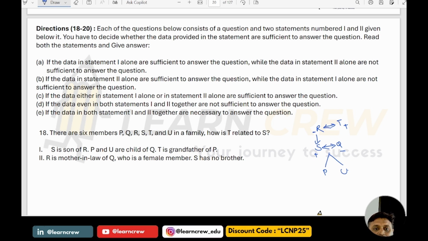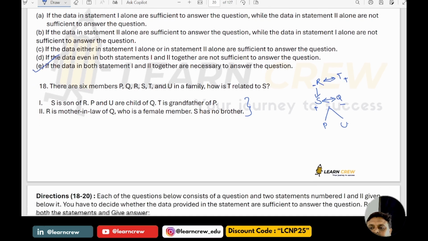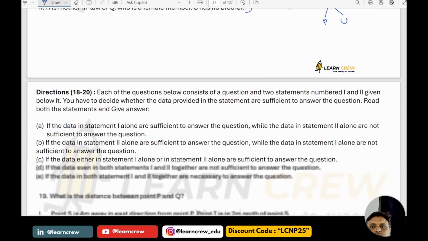we can draw the family tree like this. Now how is T related to S? T is the father. T's relation with S can be determined by taking both the statements together. So the answer is option E. Both 1 and 2 need to be taken together to answer the question.